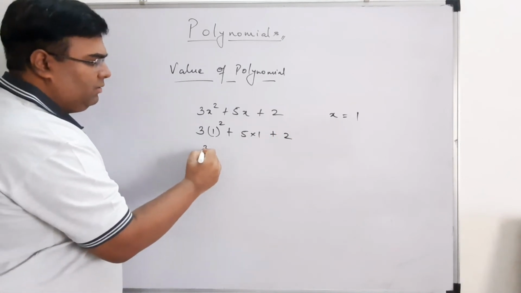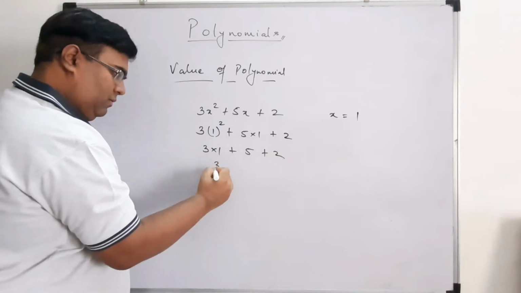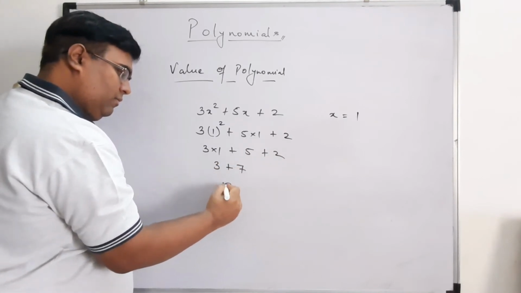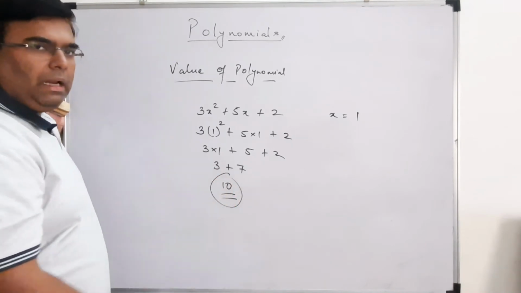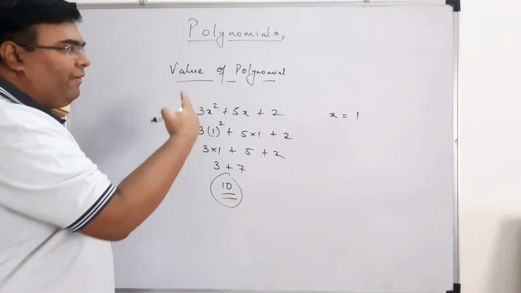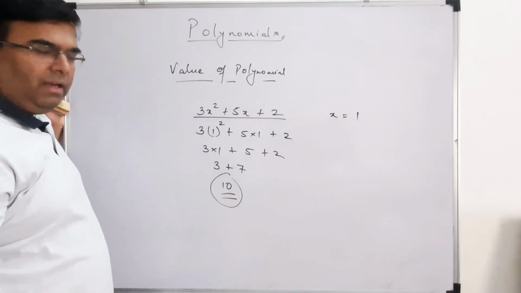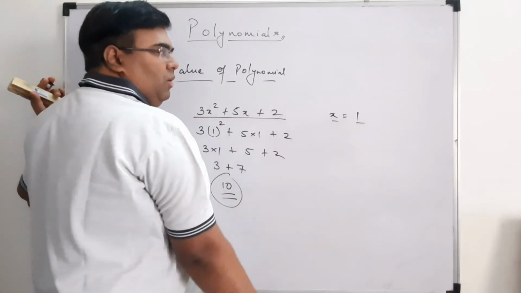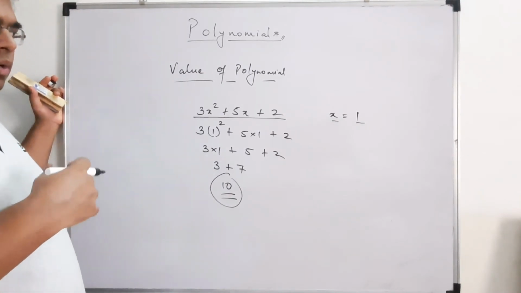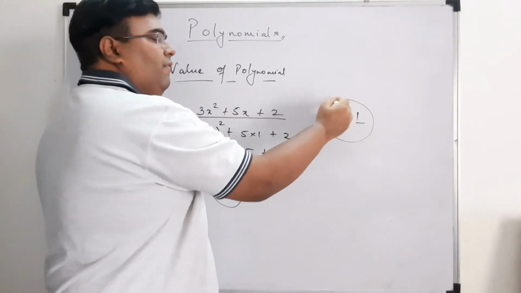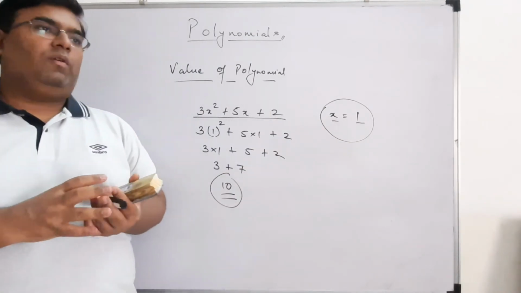It will be like 3 into 1, right? So we get a number here which is known as value of the polynomial, this polynomial, when x is equal to 1, right? So for getting a value, we should know the value of the variable first, right? So this is called as value of the polynomial.